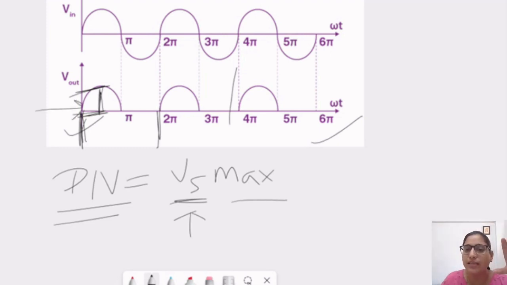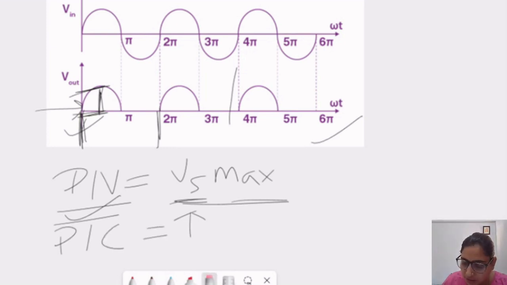As we already discussed, the diode resistance is minimal and the load resistor, whatever the current is coming, whatever the voltage level is coming from the secondary coil, is directly transferred towards the output voltage or the load resistor. So the peak inverse voltage here is Vs max. Now what is peak inverse current? How much current?